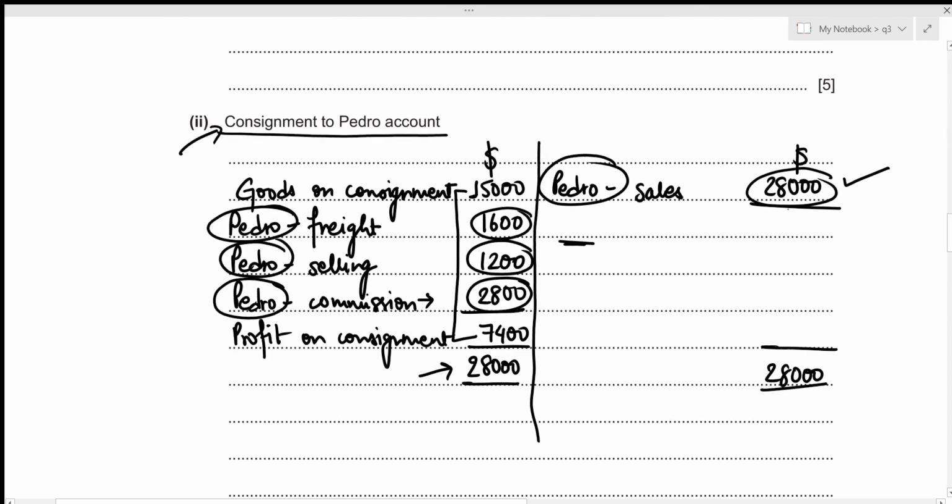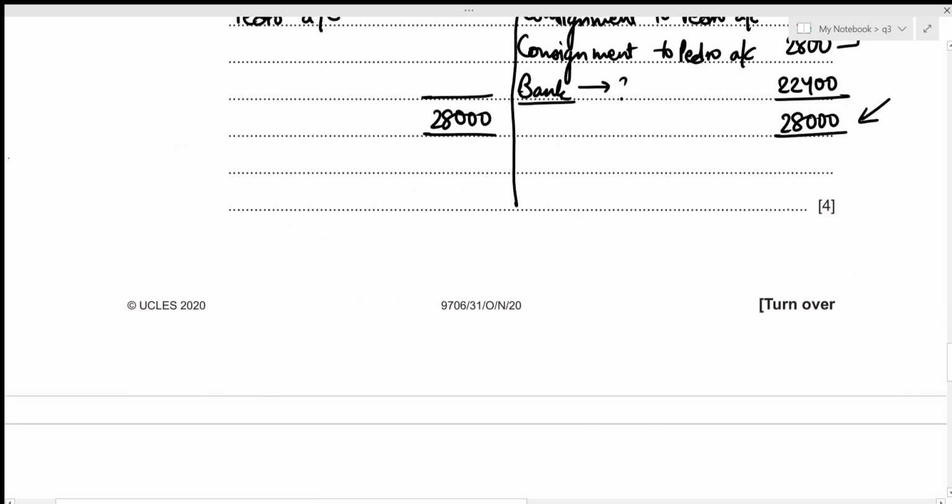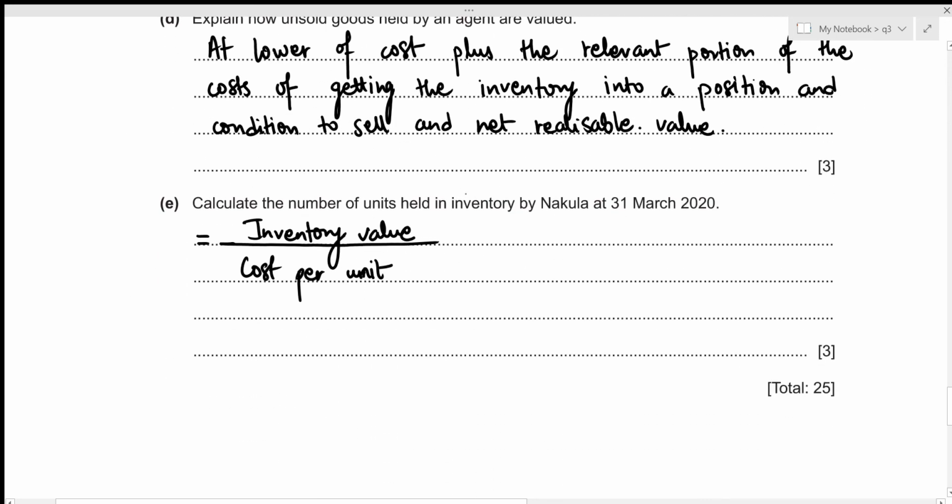Now let's substitute these two values in order to figure out the total number of inventories. So that's going to be the inventory value of 4,180 divided by the cost per unit, which we just figured out to be 110. And now this gives the number of units held in inventory by Nakula at 31st March 2020 to be 4,180 divided by 110, which results in the value of 38. So that's the number of units. Okay, this concludes the fifth part of this question as well as this entire question.